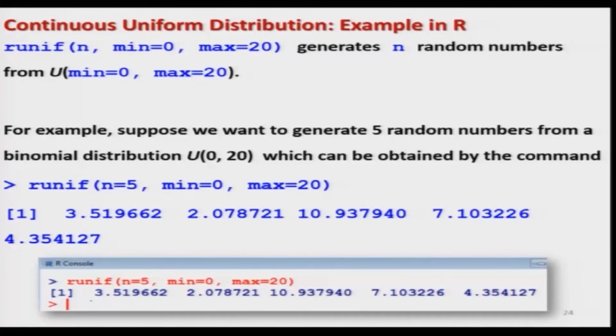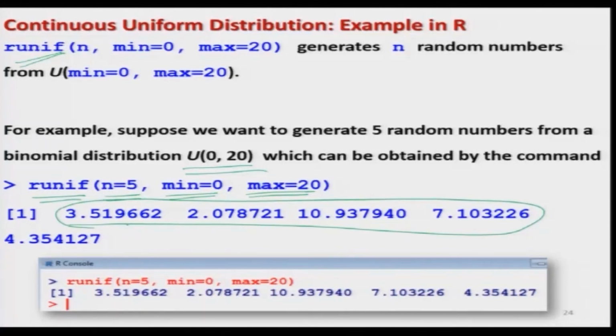Similarly, if you want to generate random numbers from this uniform distribution, you have to go the same way as you have done in the past. You have to use the command runif. Suppose you want to generate 5 numbers from the uniform 0 to 20 distribution, then it is going to be runif with n equal to 5, minimum equal to 0, maximum equal to 20, and this will give you 5 numbers, all lying between 0 and 20. And if you repeat this experiment, are you going to get the same thing? Certainly not, because these are 5 random numbers between 0 and 20, and if you repeat it, they will give you some other values.